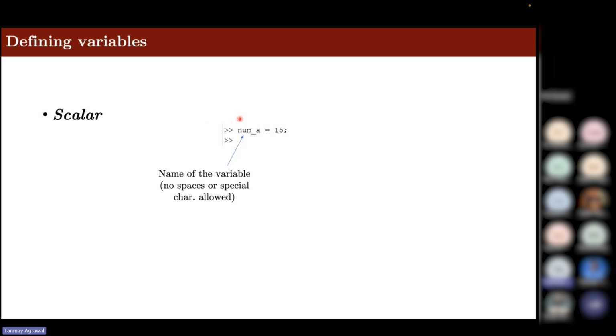I think there is no restriction on how big the name can be. I mean, I've tried very long names. I don't know, there might be some restriction, but I'm not familiar with that. So you can define number_a_final, something like that. OK. And on the other side of equals, we have the value of the variable. So we are assigning a value of 15 to this variable that is called num_a.